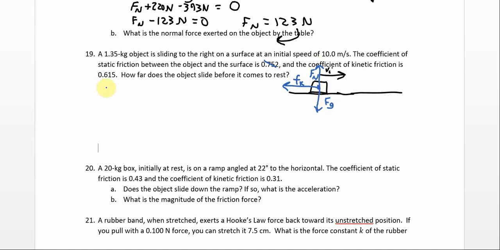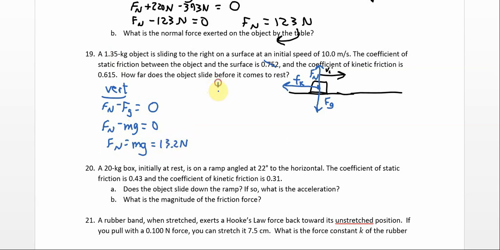So in the vertical direction, we know that acceleration is 0. So Fn minus Fg equals m a_y, but that's 0. We can put that in. Normal force minus mg equals 0. Normal force equals mg. And that equals 1.35 kilograms times 9.80, 13.2 newtons. It's 13.23 really. This is not a final answer, so when I use that, I will use the full number from my calculator.